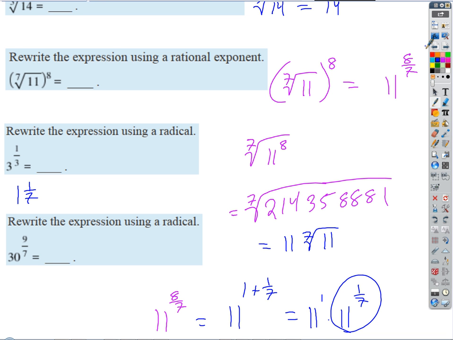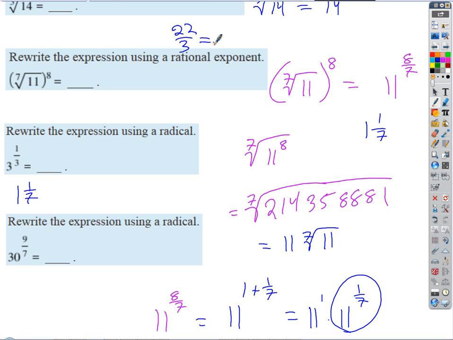Well, okay, mixed number. If we want to find out what 8/7 is, here's all you have to do. How many times does 7 divide into 8? 1, with how much left over? 7 goes into 8 with what remainder? 1. So it's 1 and 1/7.